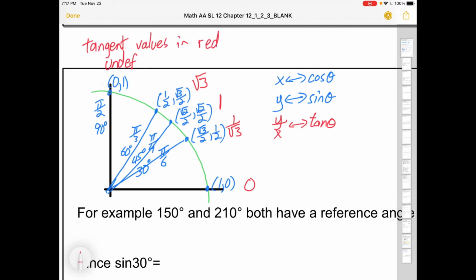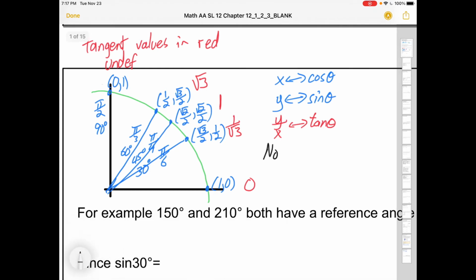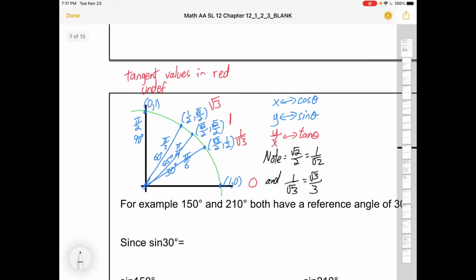A couple of things to note here. Number one, there are some equivalent fractions. So if you see root 2 over 2, that is equivalent to 1 over root 2, because you could find out that they're the same decimal, or you could rationalize the denominator and turn them into each other. And similarly, 1 over root 3 can also be written as root 3 over 3. So there's just a couple of possible alternate ways you could see some of this stuff.